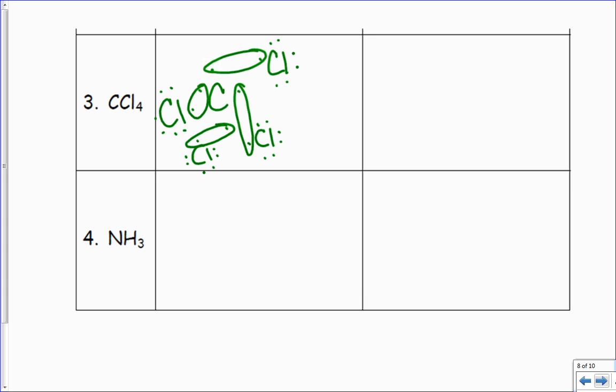Notice I manipulated how I drew those to make them go a little faster. So it's going to end up being C with 4 bonds with a Cl on either side, okay? What I have to make sure I do, though, is include all the rest of the valence electrons.